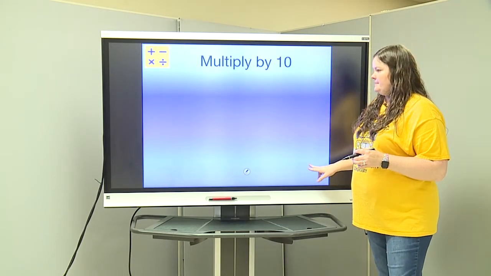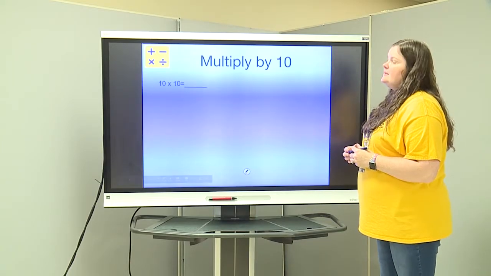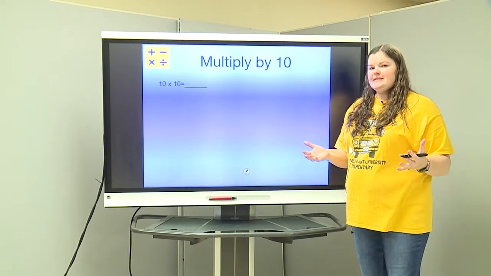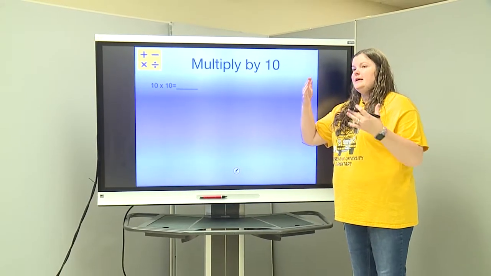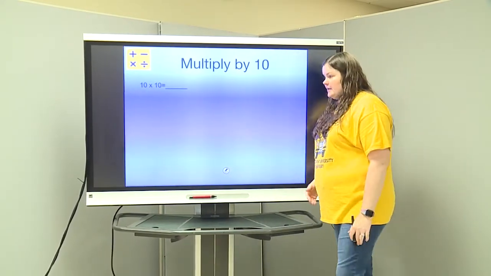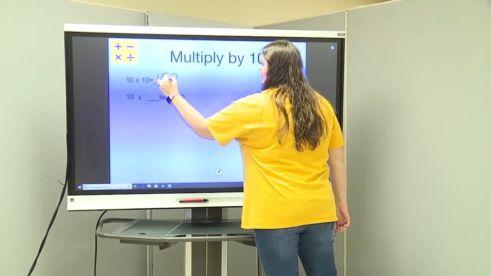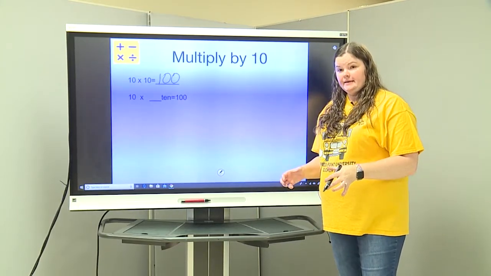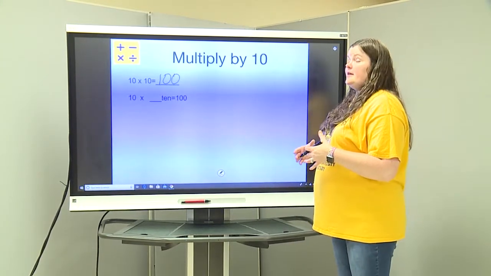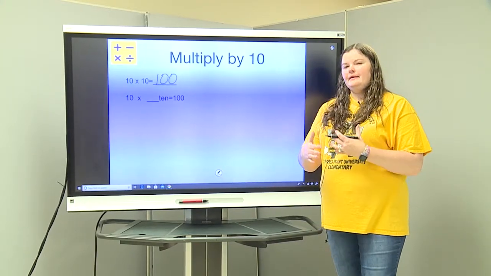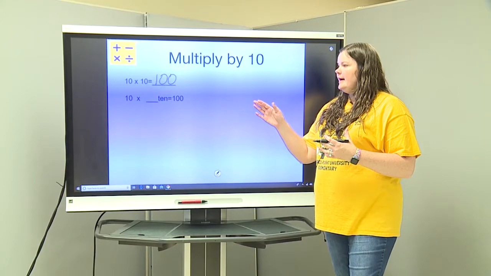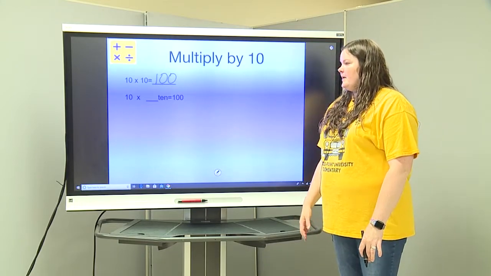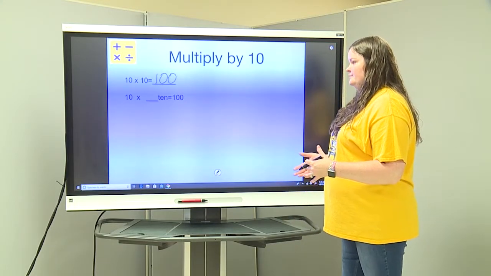All right, let's move into some fluency. So the first one says 10 times 10 equals blank. So let's think about our multiplication facts. What's 10 times 10? If we were going to count 10 different times. So 10 times 10 would be 100. All right, the next one. 10 times blank 10 equals 100. So this is the same problem. It's just broken down a little bit differently. This one starts with the regular standard form, but then it also has the unit form.